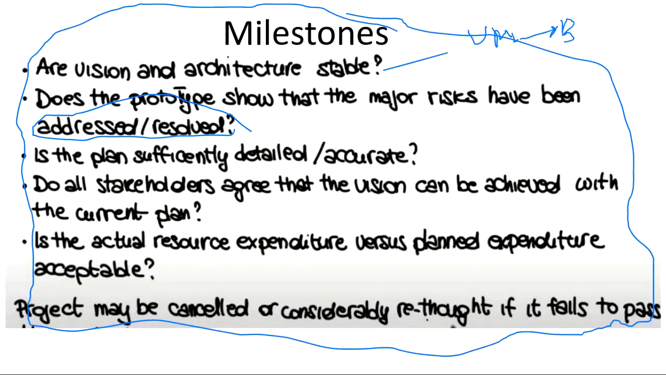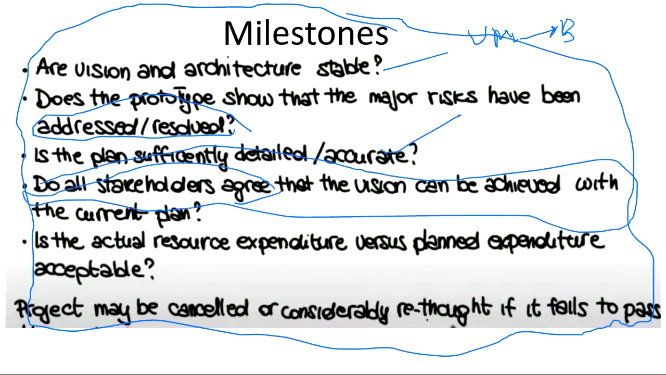Okay, is your plan detail sufficient or accurate? Does all the stakeholders agree that the vision can be achieved with the current plan? ये तो वैसे inception phase में ही you have to achieve. Everyone should agree, all the stakeholders should agree on your architecture also. What is the resource expenditure versus the planned expenditure? Acceptable means, suppose initially you asked the user 50,000, but now you are saying that no, we need 60,000 budget. So is this acceptable or is there some corruption going on? So everything should be clear.